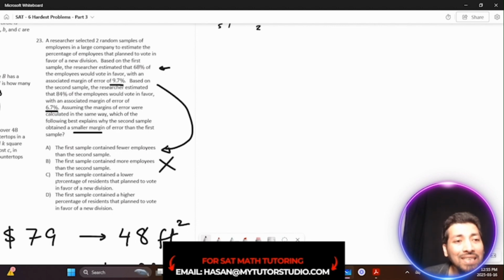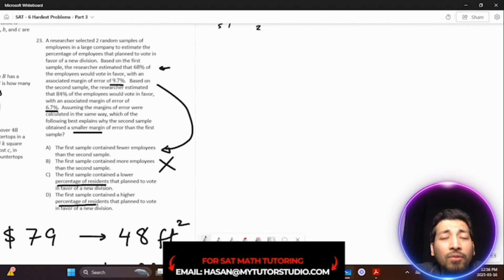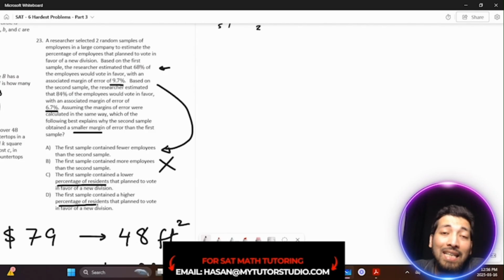Now for option number C or D, we can see that it's talking about the percentage of residents that plan to vote in favor of a new division. So the percentage of residents does not have a significant impact on the margin of error, because the margin of error is mostly influenced by the sample size and the variability of the data. Over here, we are comparing the sample size, but not the percentages themselves. I hope that makes sense.